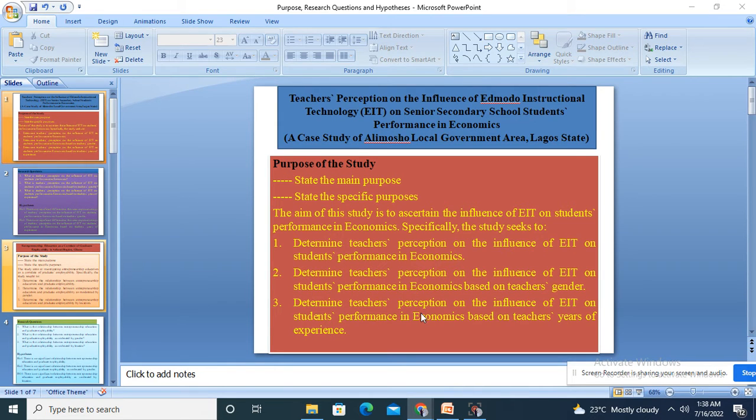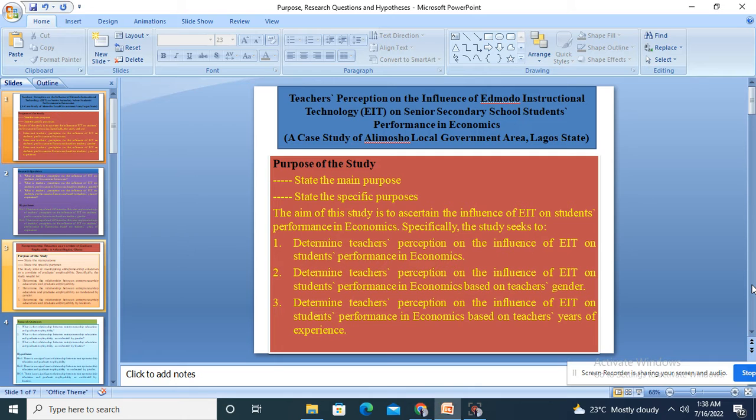While the third one says determine teachers' perception on the influence of EIT on student performance in economics based on teachers' years of experience. This one now is based on teachers' years of experience, maybe 1 to 5 years, 6 to 10 years, 11 to 15 years, and 16 years and above. So that is how you structure your purpose. Then let's see the research question, how it's going to be.